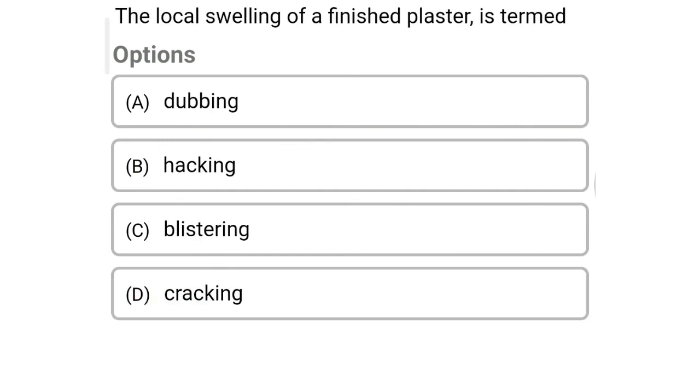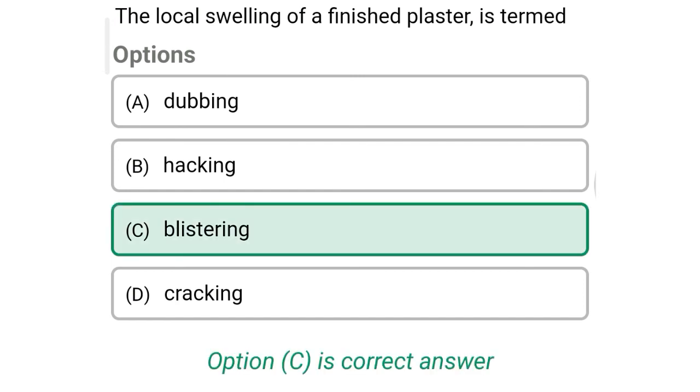So next question, the local swelling of the finished plaster is termed as option A dubbing, option B hacking, option C blistering, option D cracking. So the correct answer is option C blistering.